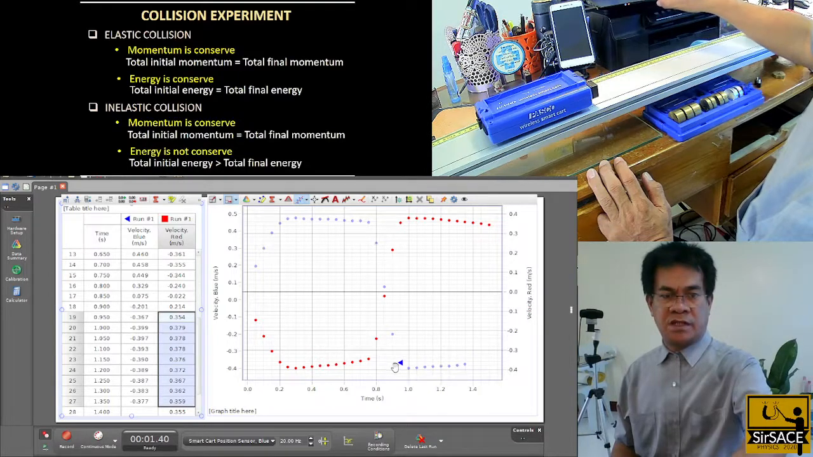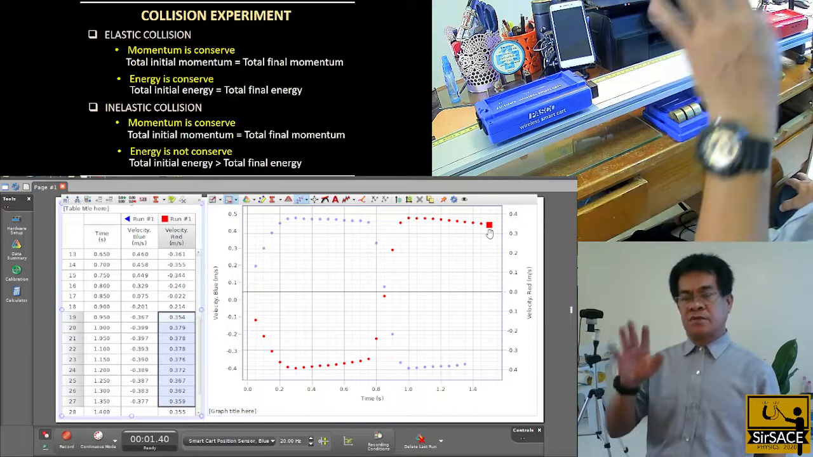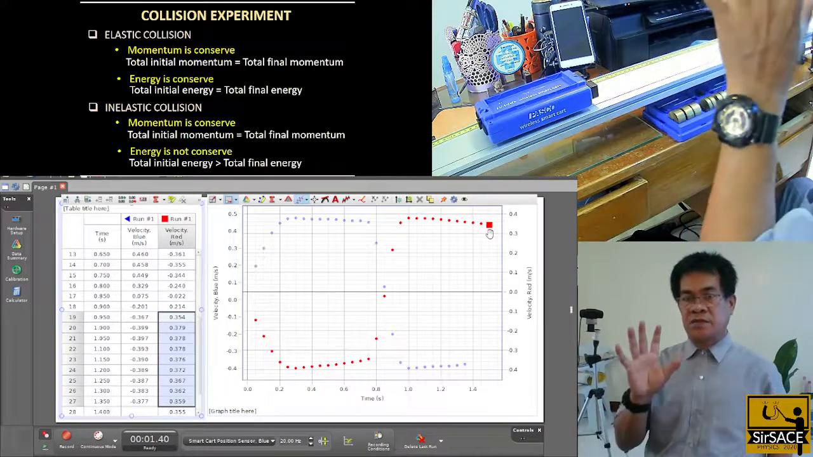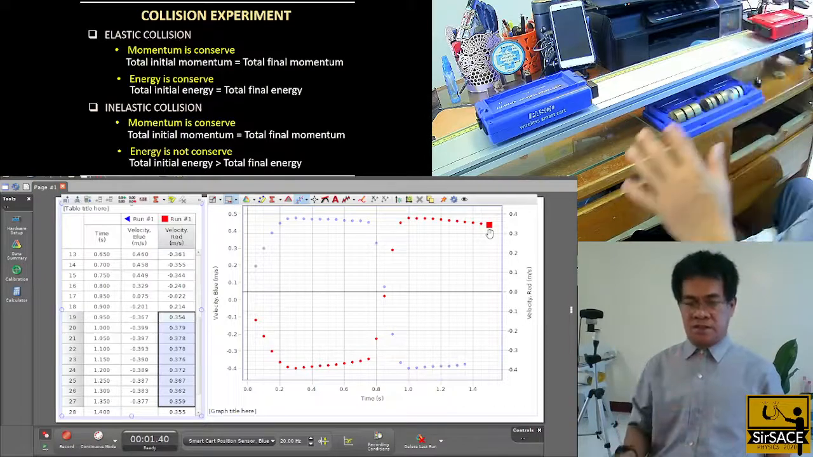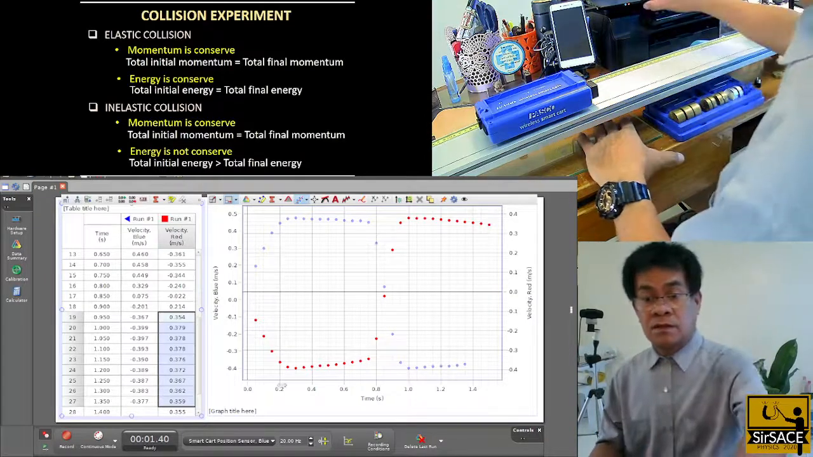So you have to take the average of this. That means almost the same velocity. Then that's it. Okay. So all you need to do in the capstone is to gather the initial and final velocities of each card.